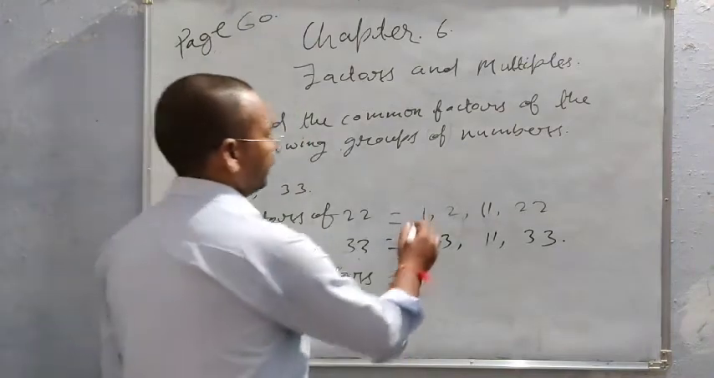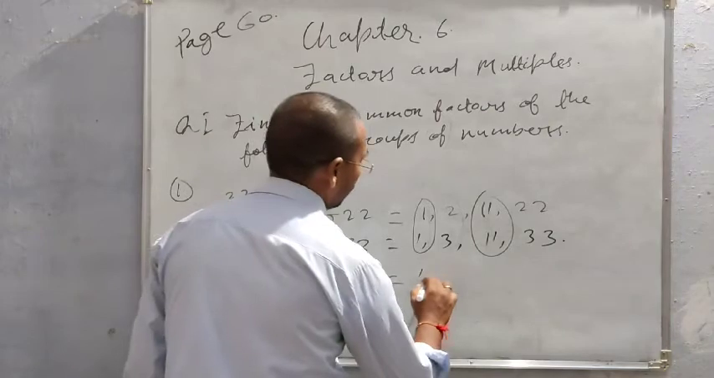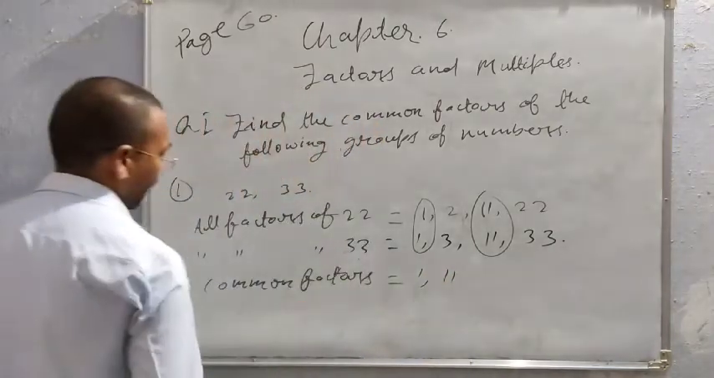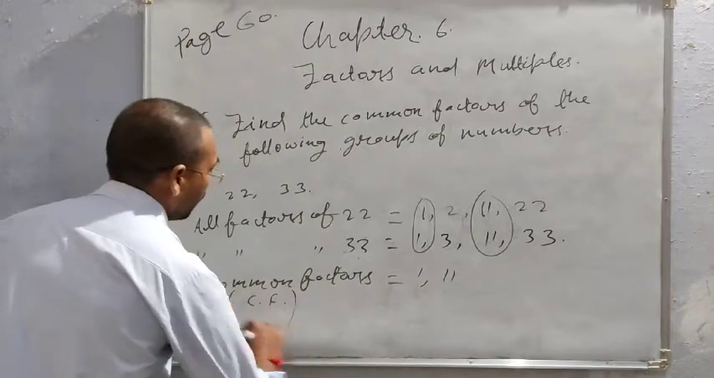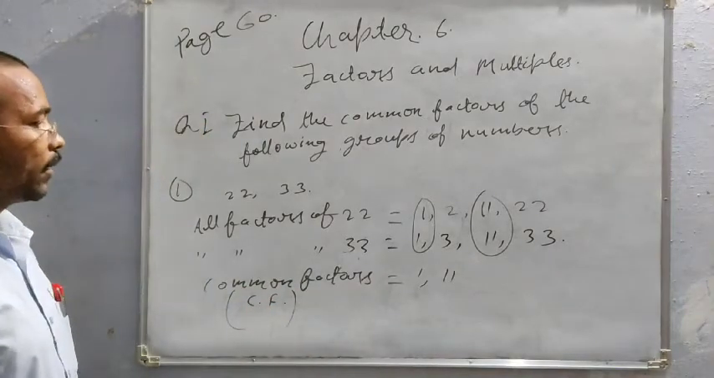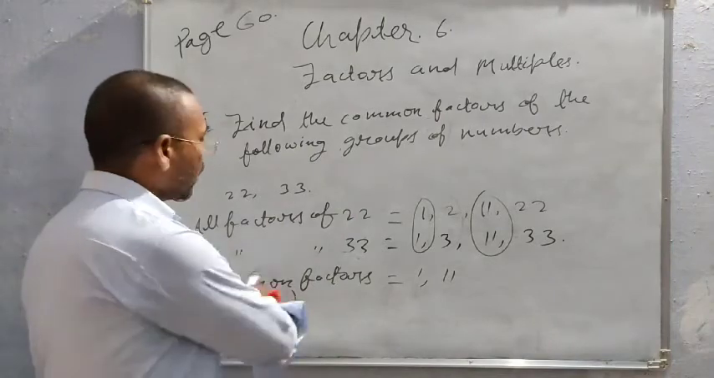So see here, 1 and 11. Common factor, in short form you can write CF. CF is known as the short form of common factor. We are not asking for the highest common factor. We are asking only for common factors.